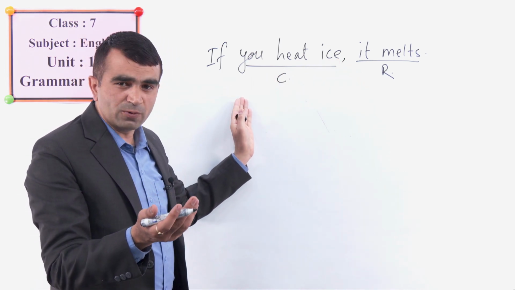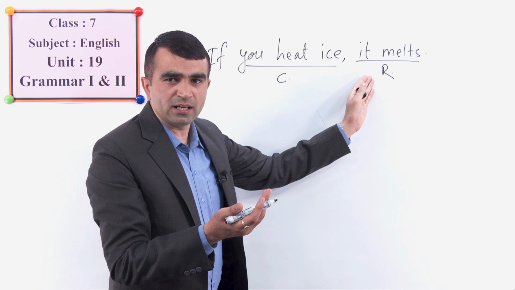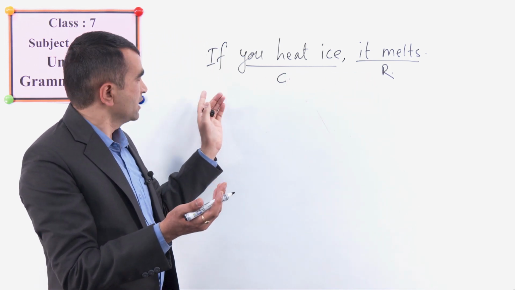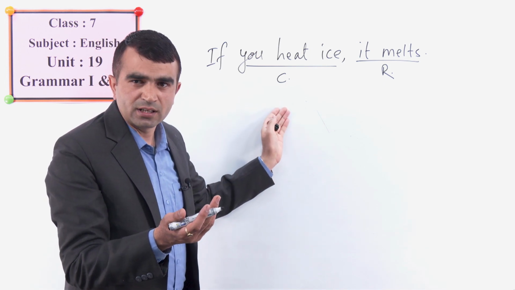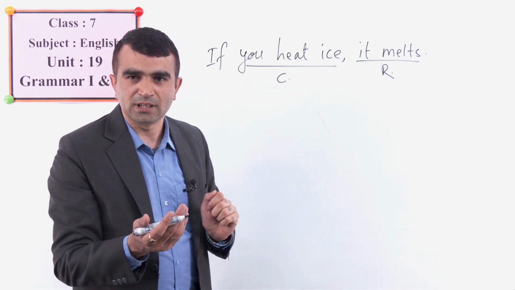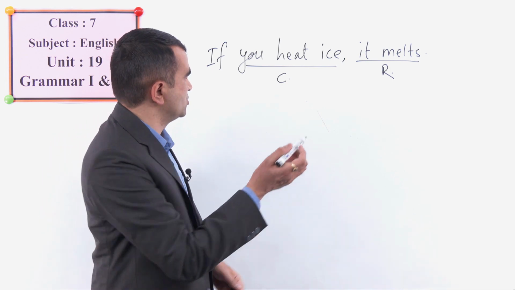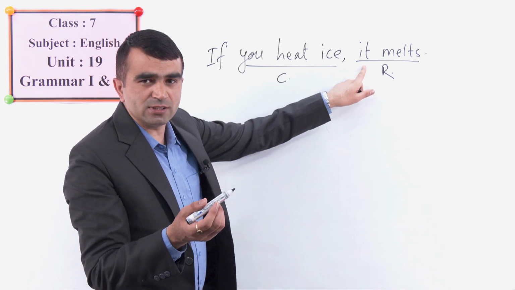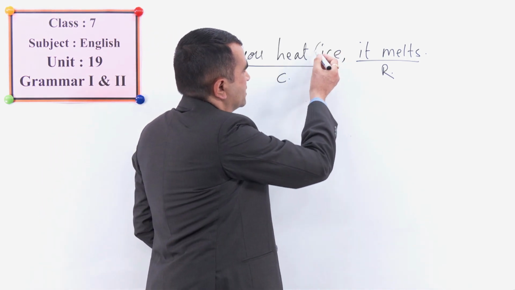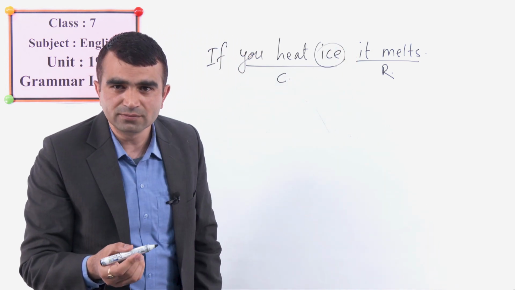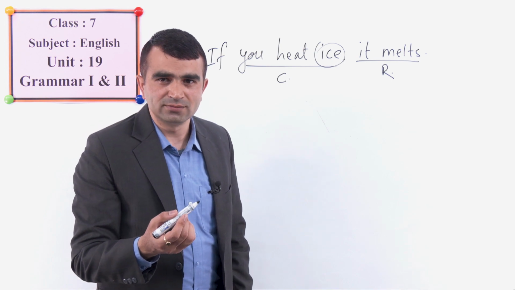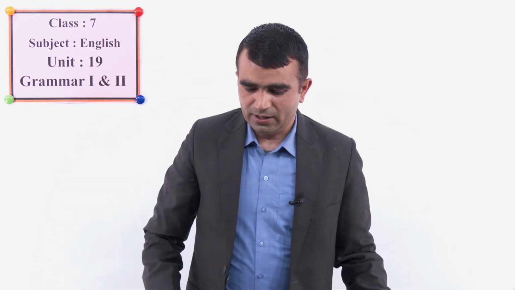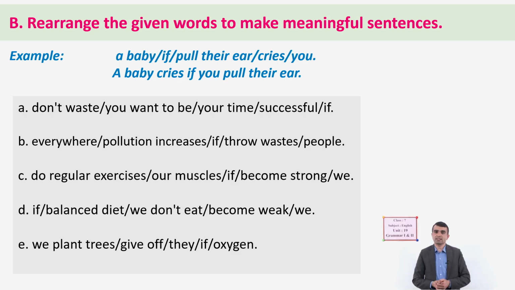So, if you want to reverse the order, if you want to bring the result first, you should use ice melts if you heat it. Is it so? Ice you should use first. Here you are using it because ice is already used. Is it so? That way we use. Okay, can you do it? Good, good, very good. Now let's go to B. Okay, task B.